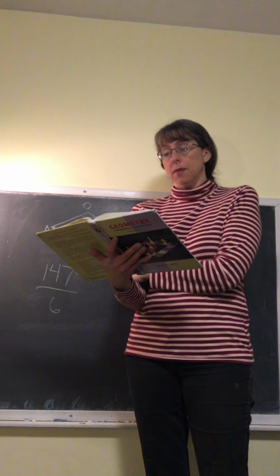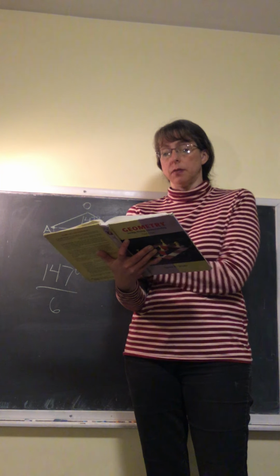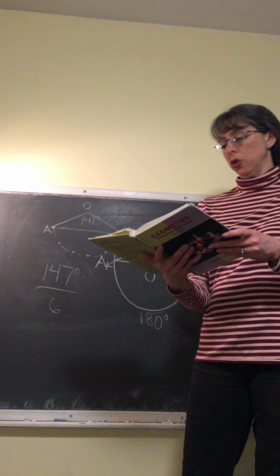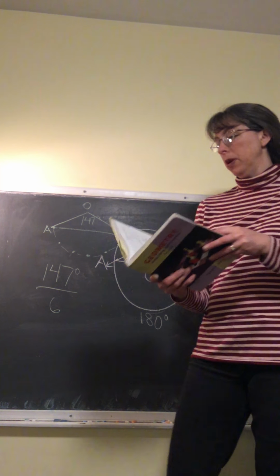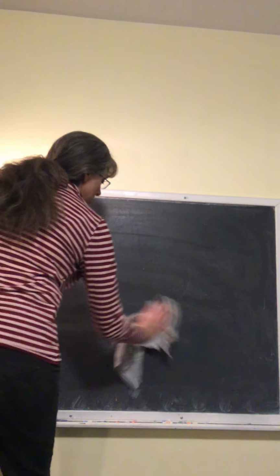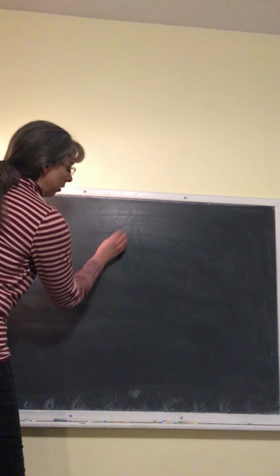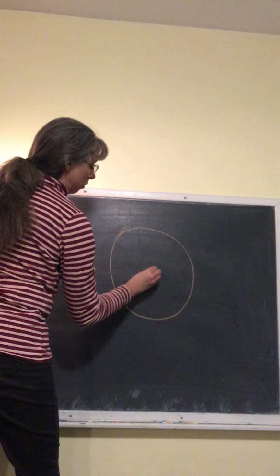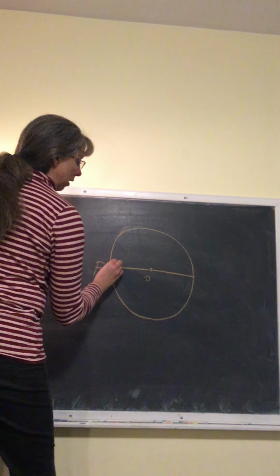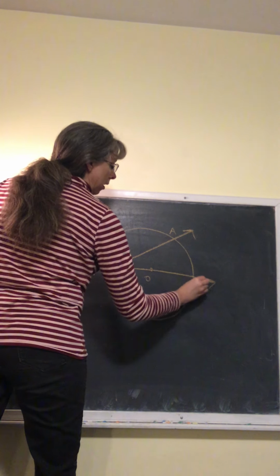Theorem 63. Complete the following proof of Theorem 63 by giving the reasons. So we are given that angle P is inscribed in circle O, and we want to prove that angle P equals half of that intercepted arc. I'm going to go ahead and draw the picture up here so that we can follow along a little more easily. So I've got circle O, I have point P over here, and it intercepts arc AB.